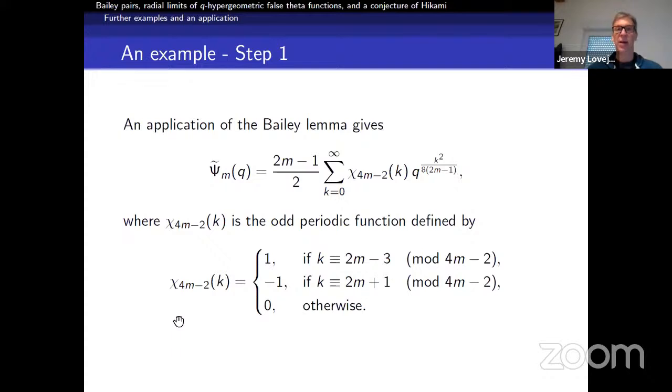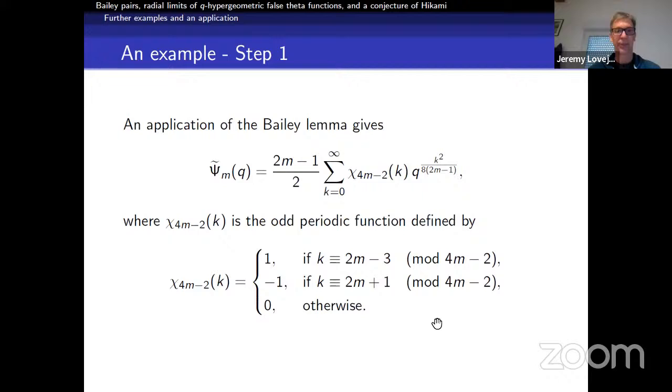We use an application of the Bailey lemma, and we find that our function c_m(q) is equal to this. Here, chi_{4m-2}(k) is another aperiodic function. It has a definition, but whatever it is is not terribly important. In this case, it's 1 if k is congruent to 2m minus 3 mod 4m minus 2, and it's minus 1 if k is congruent to 2m plus 1 mod 4m minus 2. So this is a false theta function.